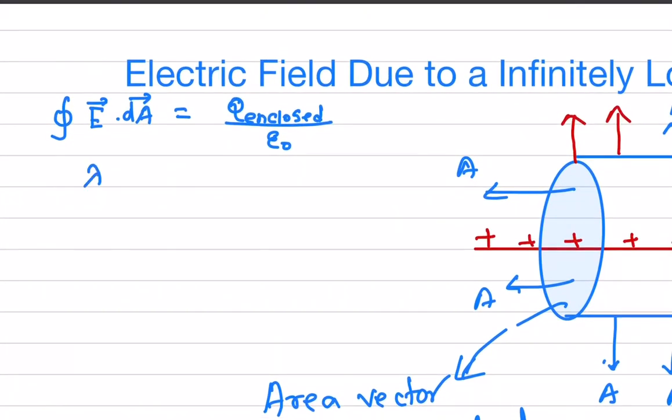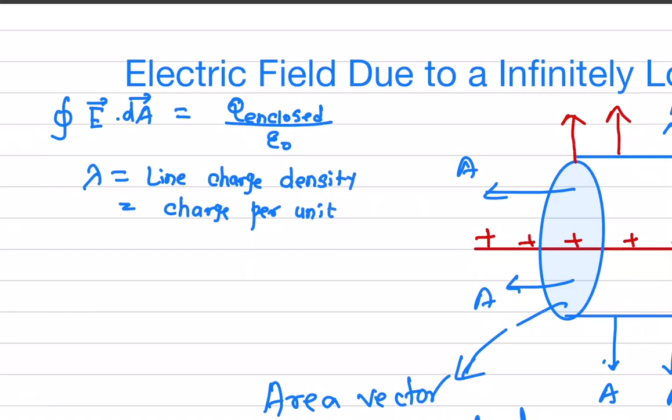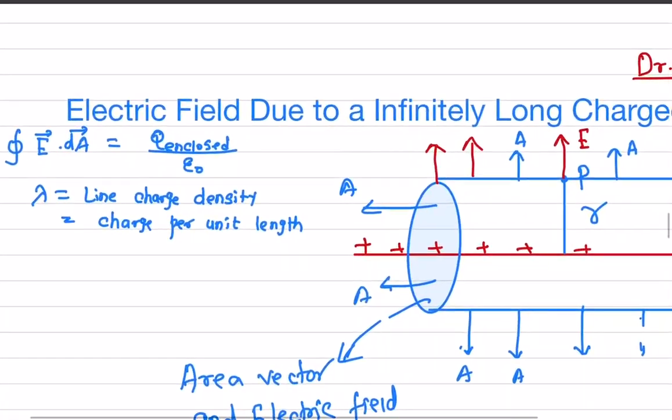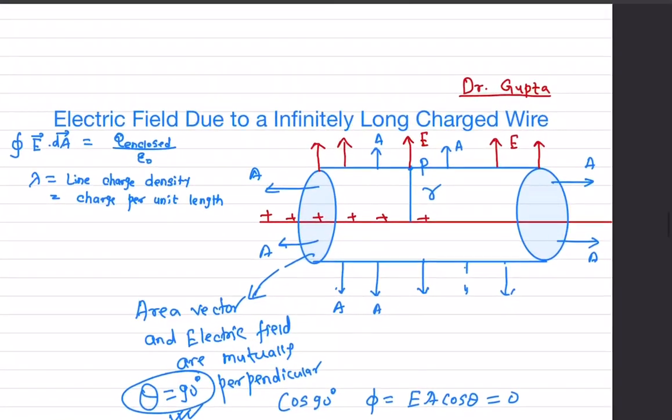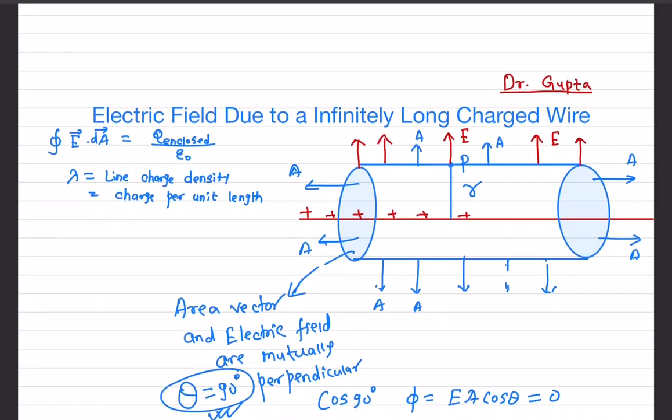I should also mention one thing. We assume here the lambda is the line charge density. What does the line charge density mean? That means the charge per unit length. How much charge you have in a unit length gives you the line charge density. And we assume the length of this Gaussian surface is L.